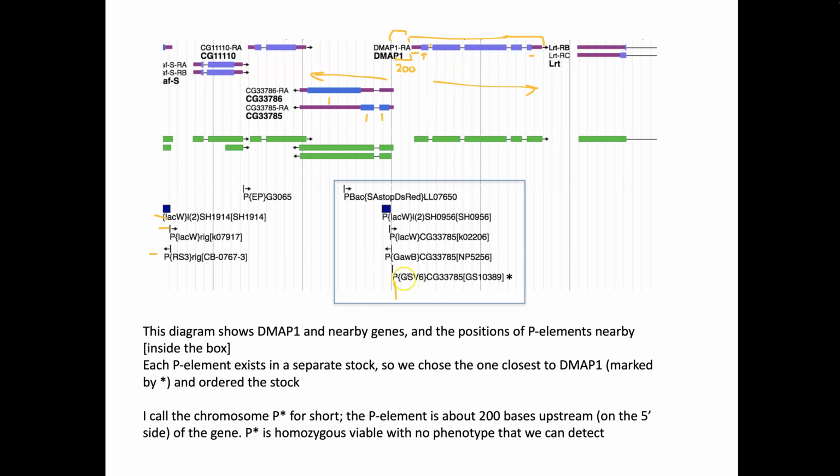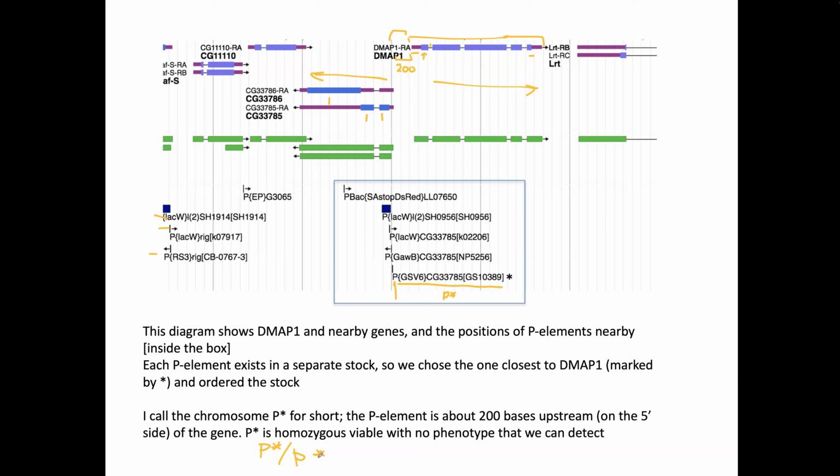We decided to use a stock that had a P element right beside the gene as close as possible because we wanted to make a deletion originally. And I just started calling this stock P star because I didn't want to write all this every single time I wrote it out when I was making crosses and so on. It turns out that you can make flies that are homozygous for this P element insertion. And there's no phenotype. They're not sterile. They're definitely not lethal. It's not a lethal combination. And when we look at the flies, we don't see anything odd that we think is a visible phenotype.